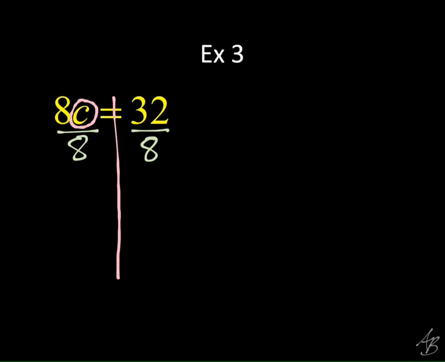And now we simplify. On the left side, what are the 8's going to do? They cancel out. What's left? C. On the right side, 32 divided by 8 is 4. So we get C equals 4.